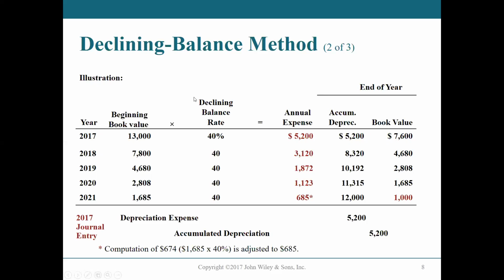And so then the way we do this is we take our beginning book value, and you'll see in this case, we don't worry about salvage value. We take our whole cost, $13,000. We multiply it by the rate, 40%, and that gives us an expense for that first year of $5,200. And since it's the first year, that's also our accumulated depreciation. Then we take our cost minus our accumulated depreciation, and that gives us the book value at the end of that year.